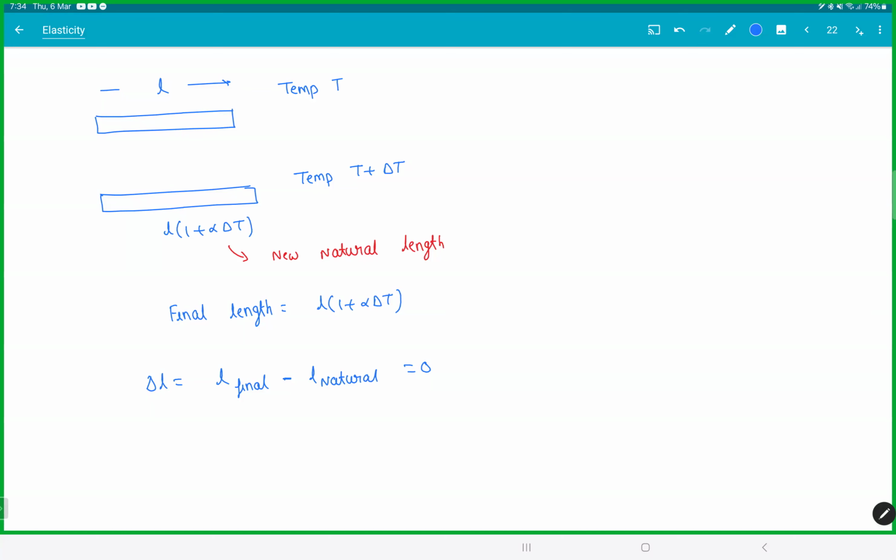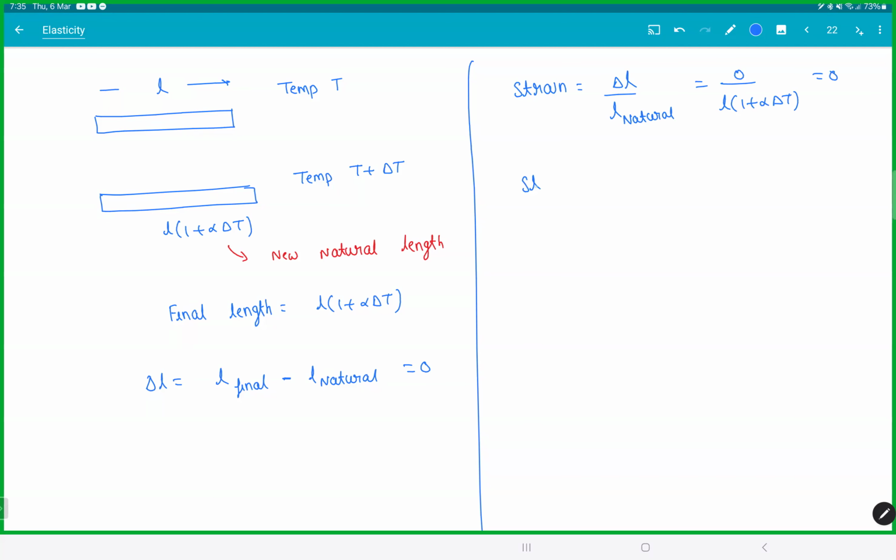So in this case, the reason the rod length increased is because of the temperature, and that happened internally. The molecules got pushed off. So it happened naturally, so there is no extra deformation. The rod will not feel it got deformed. So from here, the strain will be delta L by, remember, this is L natural length. In this case, it is 0 by L into 1 plus alpha delta T, which is 0. And we know stress is nothing but Young's modulus into strain. That is also 0. So the rod will feel there is no stress.